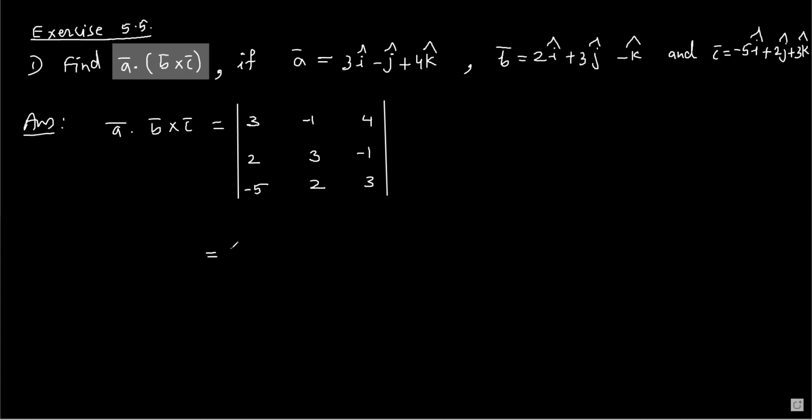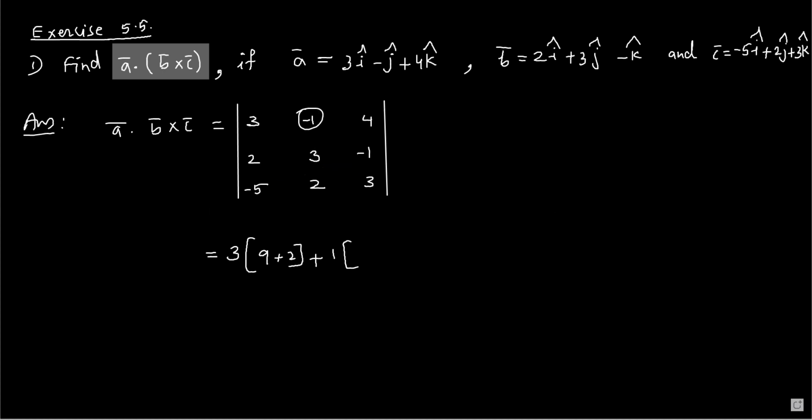So what is it equal to? It is equal to 3 times, you ignore this row and this column, so what you are left with is the minor. You will find the value of this minor determinant. It is 9 minus of minus 2. So you get 9 minus minus 2. So 3 into 9 minus of minus 2, plus 2. Then you go for minus 1, you will change the sign here, so plus 1. And you ignore this row and this column, so you are left with 2, minus 1, minus 5, 3.